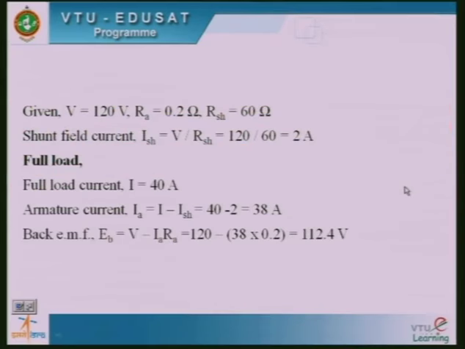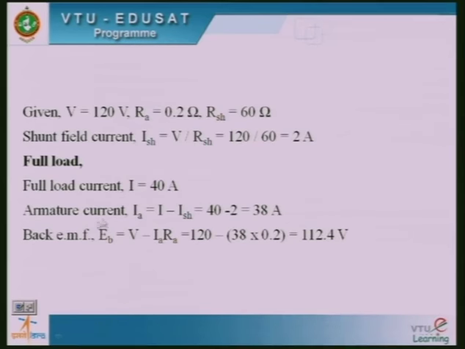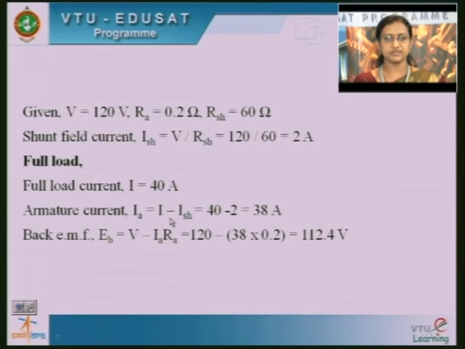So, now first you perform with the full load. These are the data given: V is equal to 120 volt, R_A is equal to 0.2 ohm, R_SH is equal to 60 ohm. Now, you calculate the shunt field current, I_SH is equal to V divided by R_SH, and we get 2 ampere. Now, full load current is given, I is equal to 40 ampere. Substitute in this equation to get the armature current, I_A is equal to I minus I_SH. Now, 40 minus 2 will give you 38 ampere.